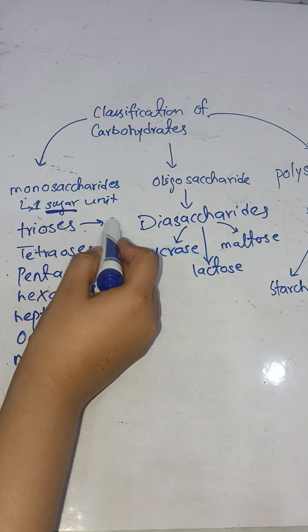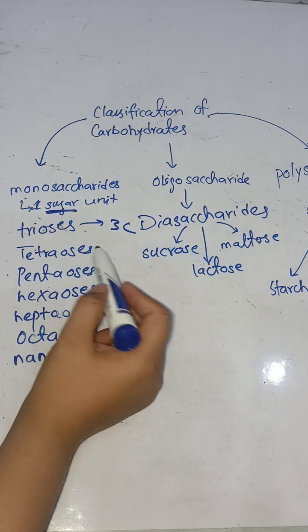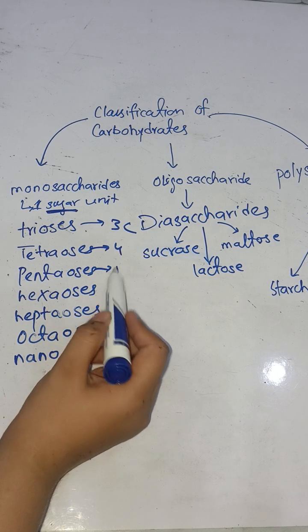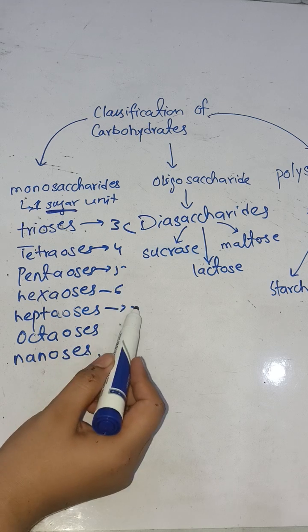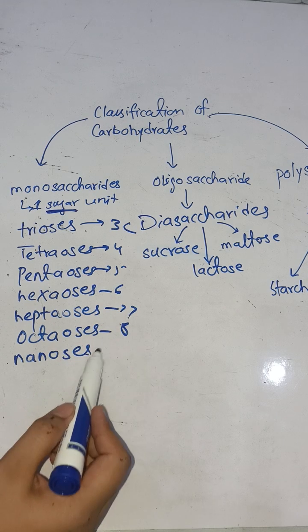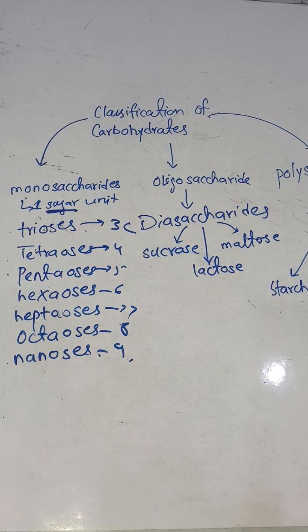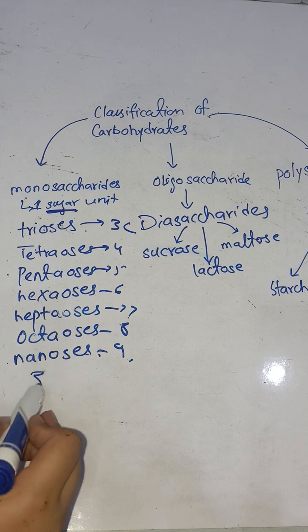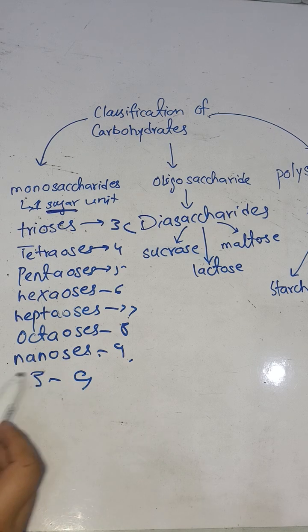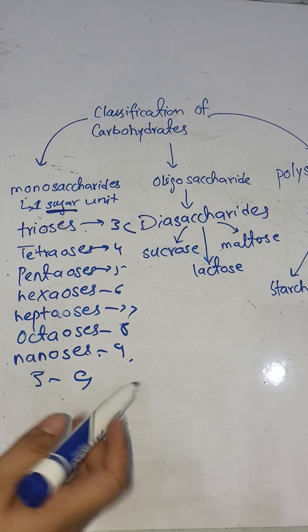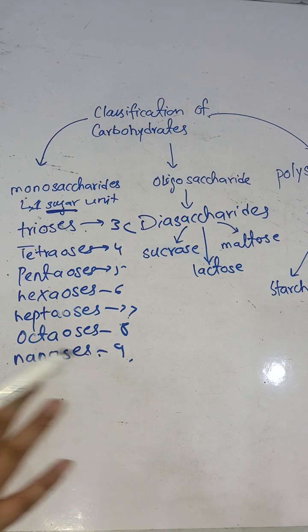The carbon number can be three. We can have four, five, six, seven, eight, and even nine carbon atoms. So it starts from 3 to 9, not less than 3 and not more than 9. This is the range of monosaccharides.